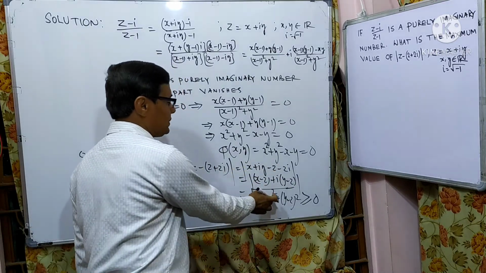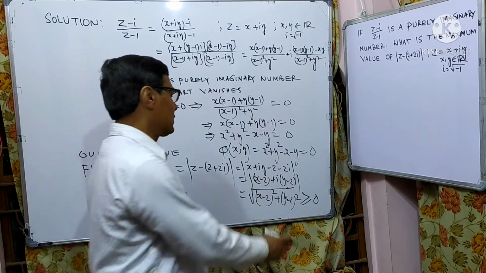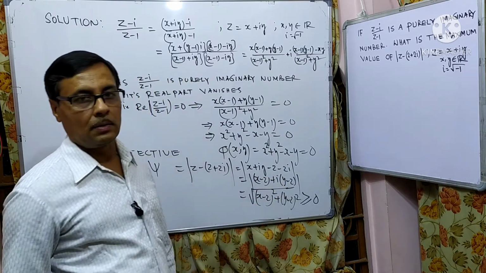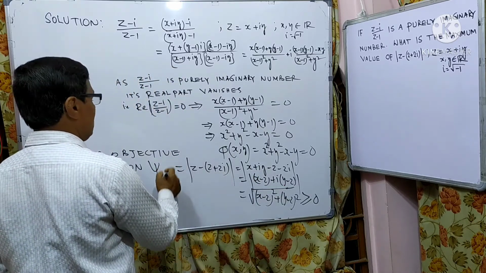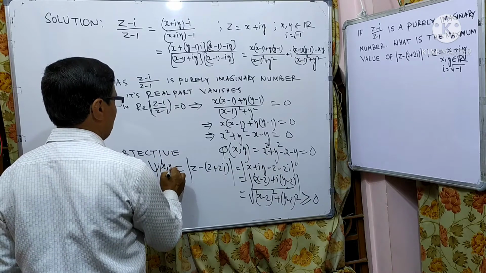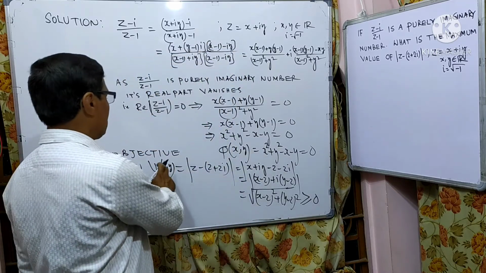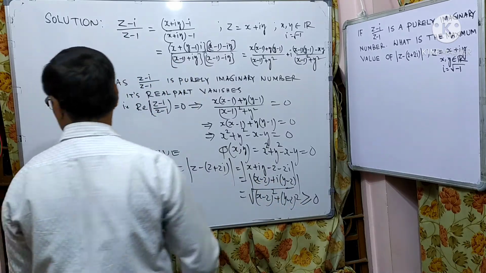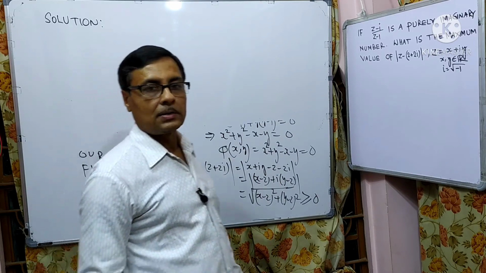Here also this is a function of double variables, and the double variables are x and y. So we can consider the objective function as psi(x, y), which is greater than or equal to 0. Now we have to maximize this objective function psi(x, y).